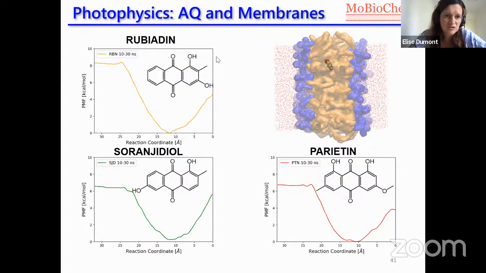Do you have error bars on your profile, or is it not possible? I was just wondering if you have an idea of the error bars or if it's not possible.